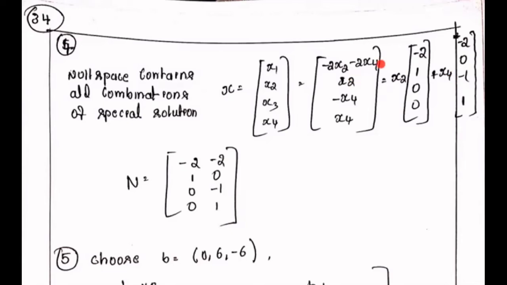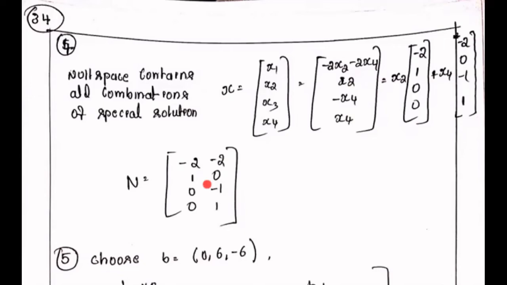Similarly, x4. What is the coefficient of x4 in the first row? It is minus 2. In the second row, x2 is there, x4 is not there, so write 0. In the third row, you have x4, but the coefficient is minus 1, so write minus 1. In the fourth row, x4 is there. What is the coefficient? It's 1, so write this. Okay, now this is nothing but a null space. A combination of these two is nothing but a null space. Okay, that is how you calculate the null space.